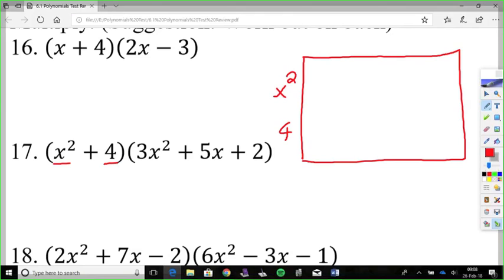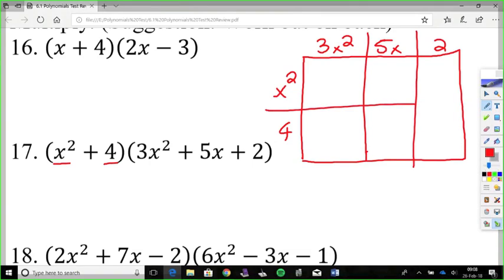Again, it doesn't really matter if this is on the top or on the side, as long as you know the other polynomial goes on the side you didn't use. So the other one's 3x squared, so I'll put this one on top. 3x squared plus 5x, and then plus 2, positive 2. So I'm just writing the terms, not even really using the plus signs. If it's a negative number, I will include the negative, but I don't have any in this case.